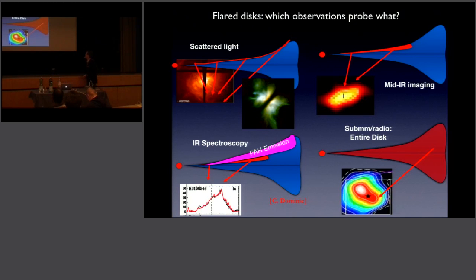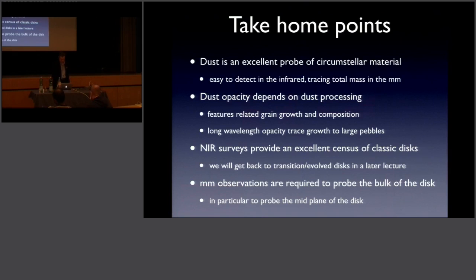So that's the reason why, to study the disk structure and the processes that happen on the disk midplane, it is important to go to sub-millimeter wavelengths, because you cannot probe them essentially at the other wavelengths. So the take-home point from what I said today, and that part I will discuss tomorrow.